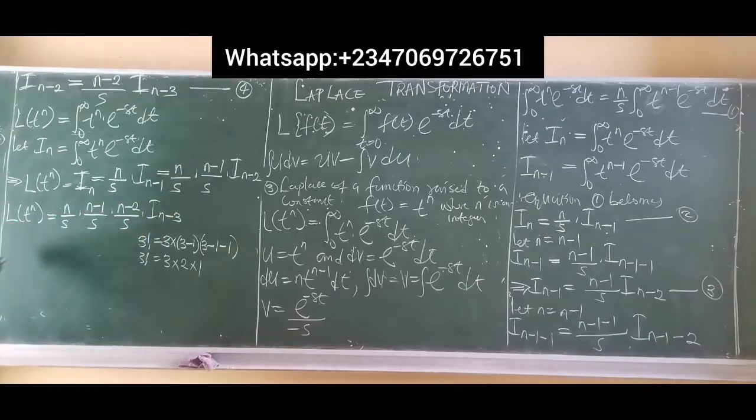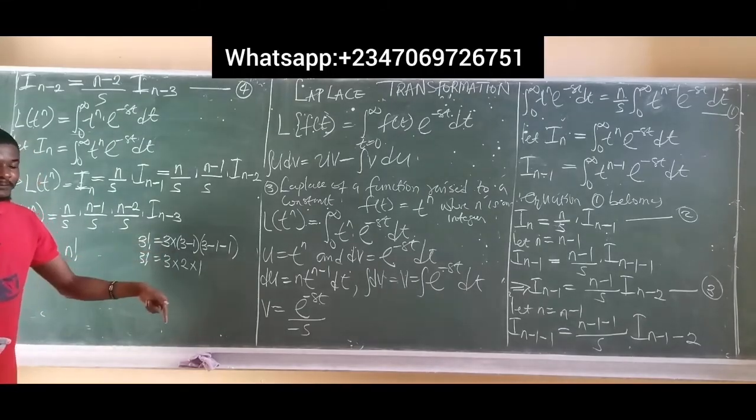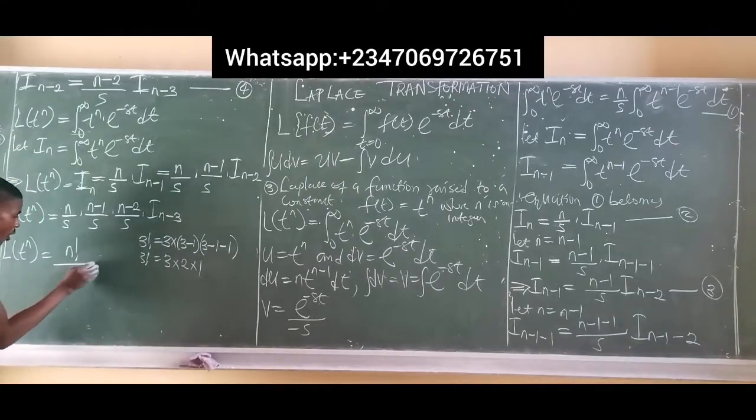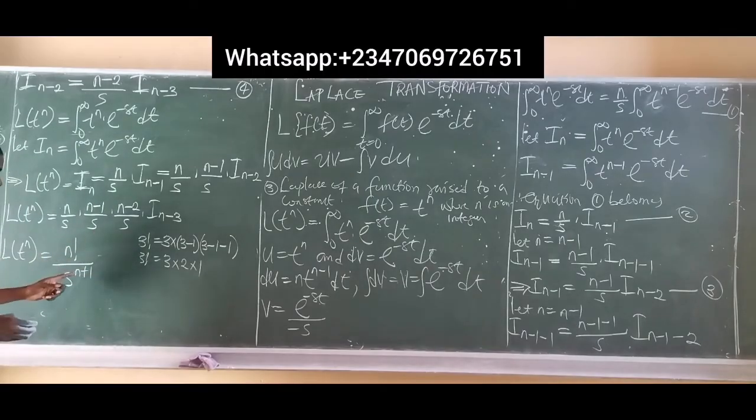So that means in general, I can simply say that the Laplace transformation of t to the power of n is equal to what? Since n is multiplying by a reduction of itself by 1, it becomes n factorial, which means n is multiplying itself but then reducing by 1. So this becomes n factorial all over, for s, s to the power of n plus 1. So it actually depends on how many times n is multiplying itself, plus 1. So we have n factorial all over s to the power of n plus 1.